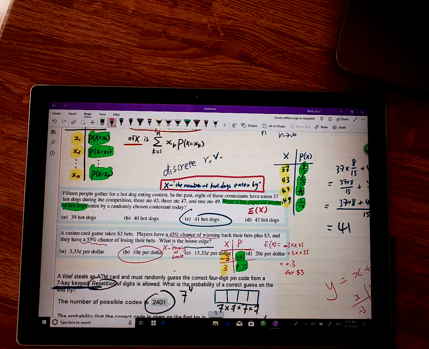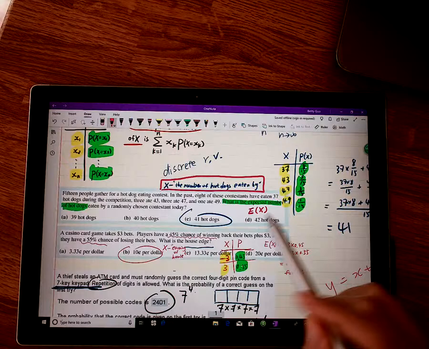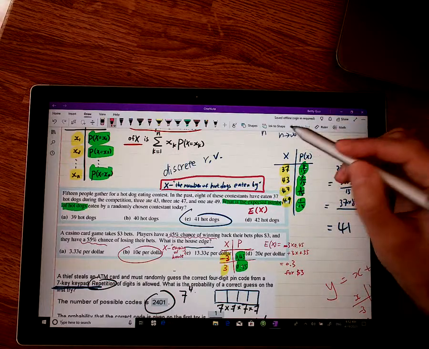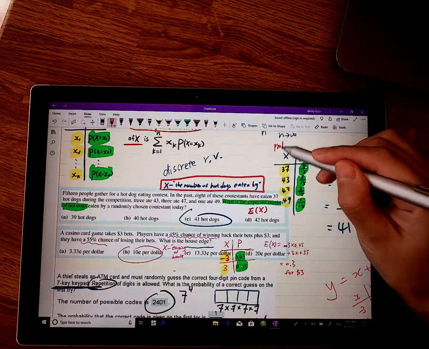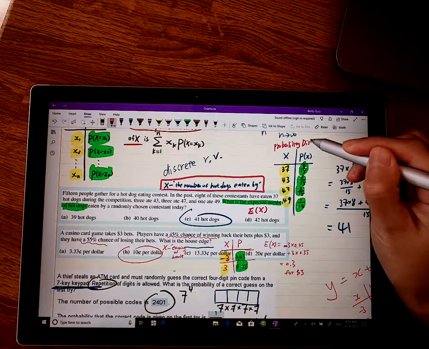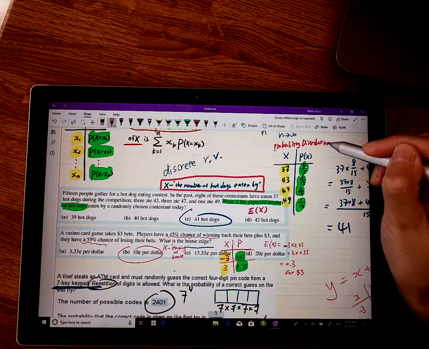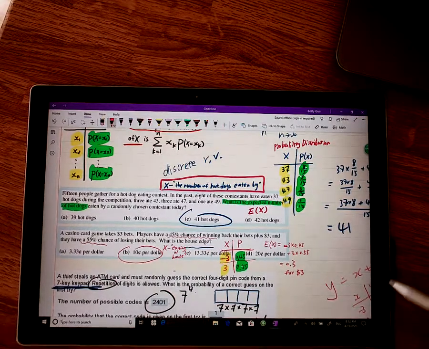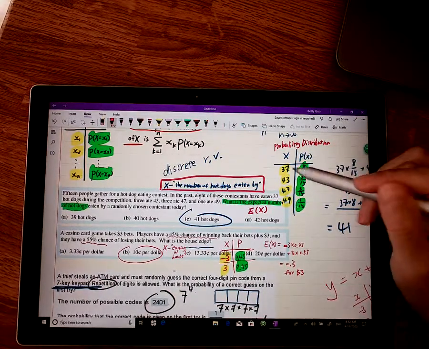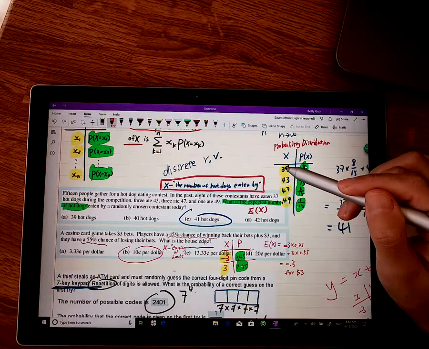In order to find the value for the expected value, in order to find the value for E of X, we need to construct the probability distribution table first. The table has two columns, right? So we have two columns. The first column, we need to list all the possible values for X.